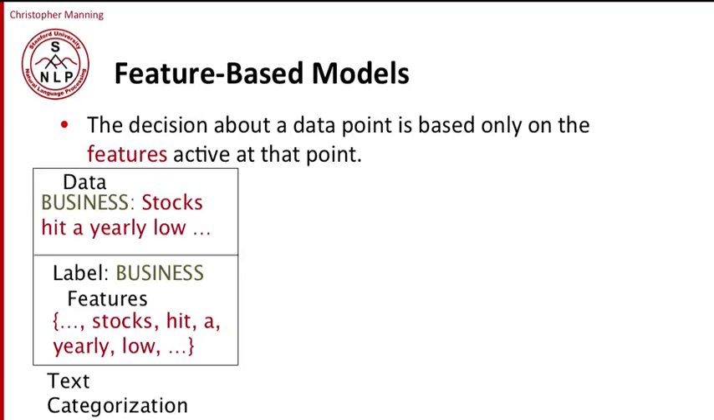We have an article which has data like stocks hit a yearly low, and it's assigned some topical class, here business. Typically in these kinds of text categorization applications, the features are just the words that occur in the article. Each word type that occurs in the article will be a phi feature. Then a complete F feature will be that the word stocks occurred and the class is business, or the word stocks occurred and the class is sports.